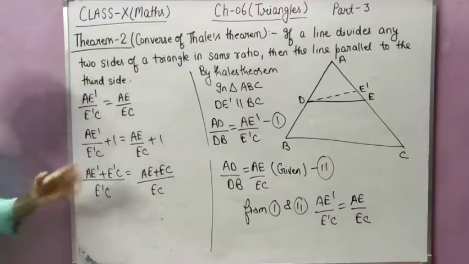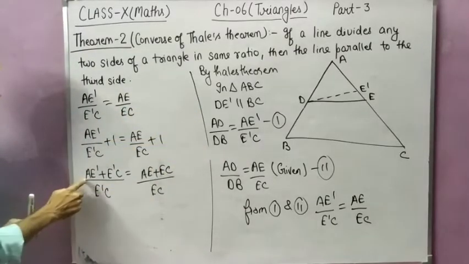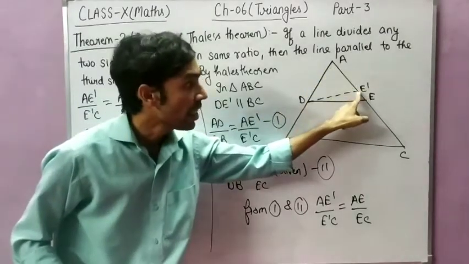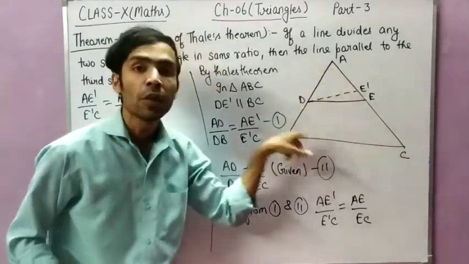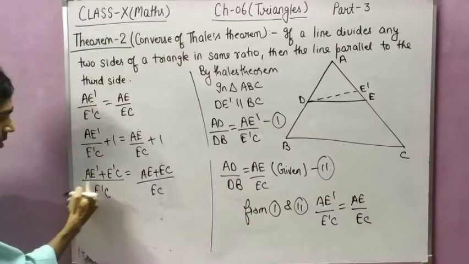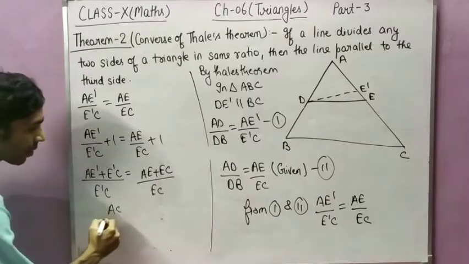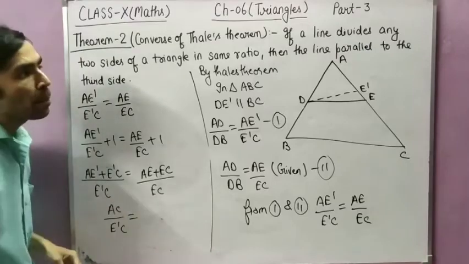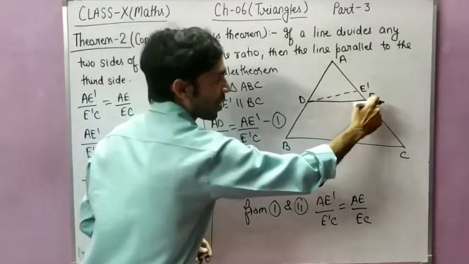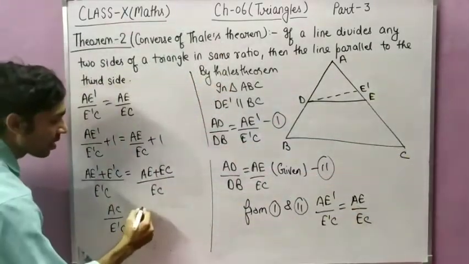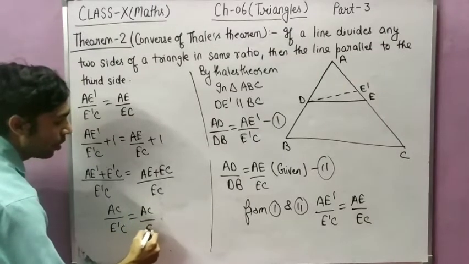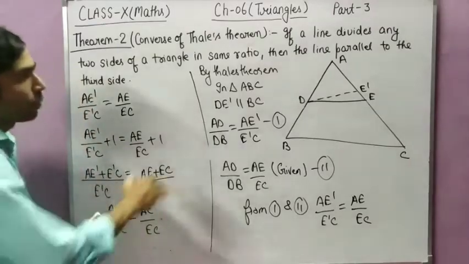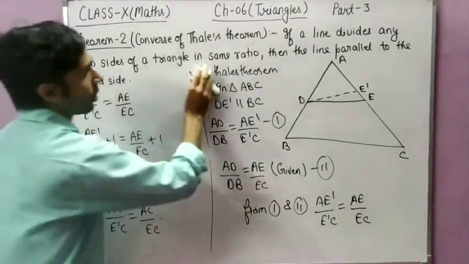अब ध्यान दो, with the help of figure, AE dash plus E dash C, see AE dash plus E dash C will be equal to AC. So this will become AC upon E dash C, and similarly AE plus EC will also become AC. ठीक है, so AC upon EC. Okay, now I hope this part you have noted down.